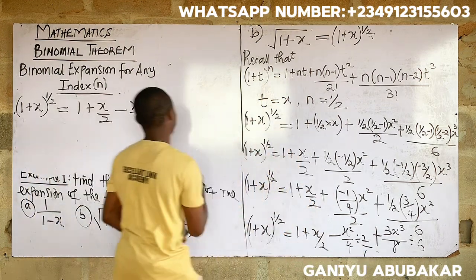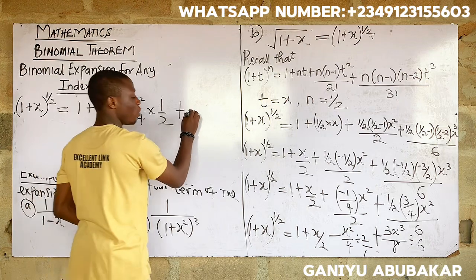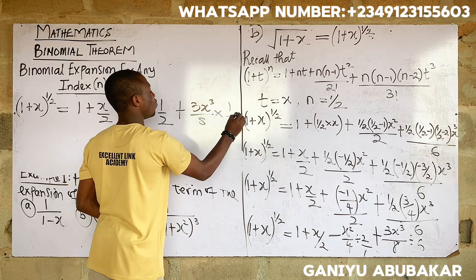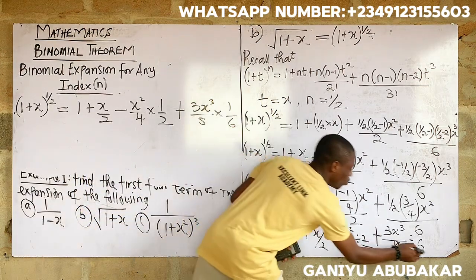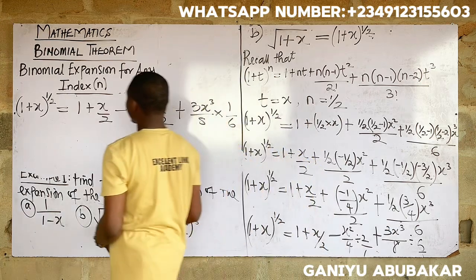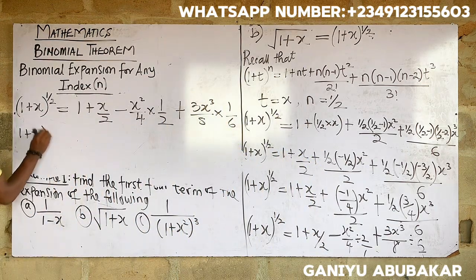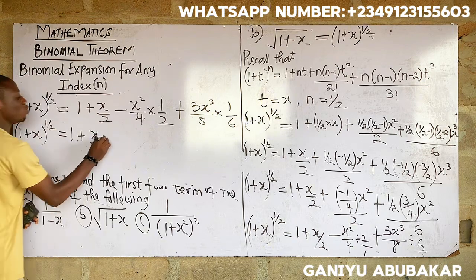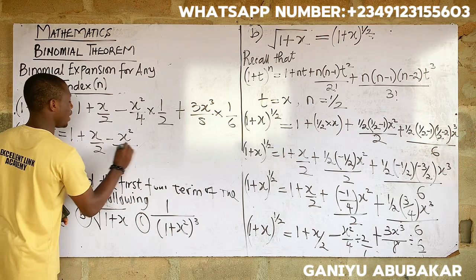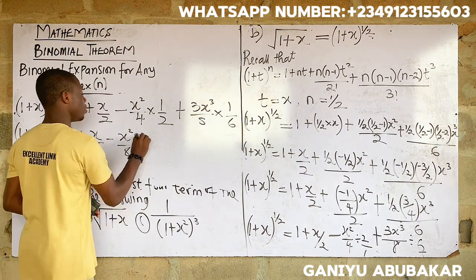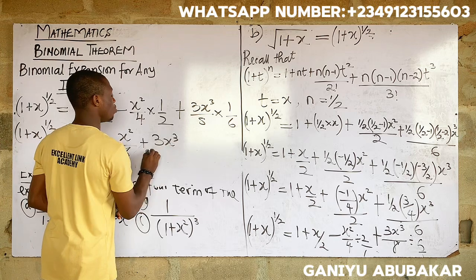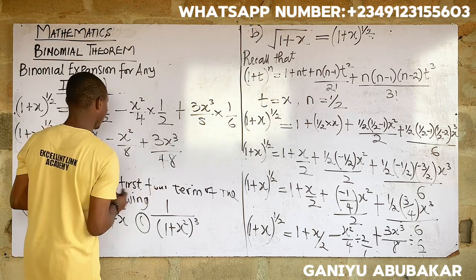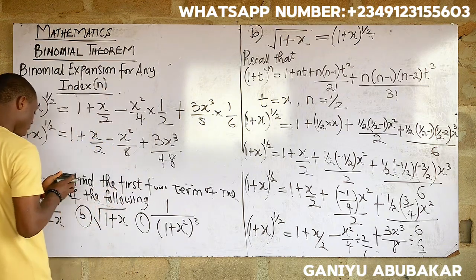So you invert 1 over 2, plus, it becomes 3x cubed over 8 times what? 1 over 6. You invert. So there's invisible one here, right? So you invert. So what do I get here? If I expand 1 plus x all to power half, I will have 1 plus x over 2 minus what? x squared over 8, right? Plus what? 3x cubed over 8 times 6 there, I have 48. So it becomes your answer.